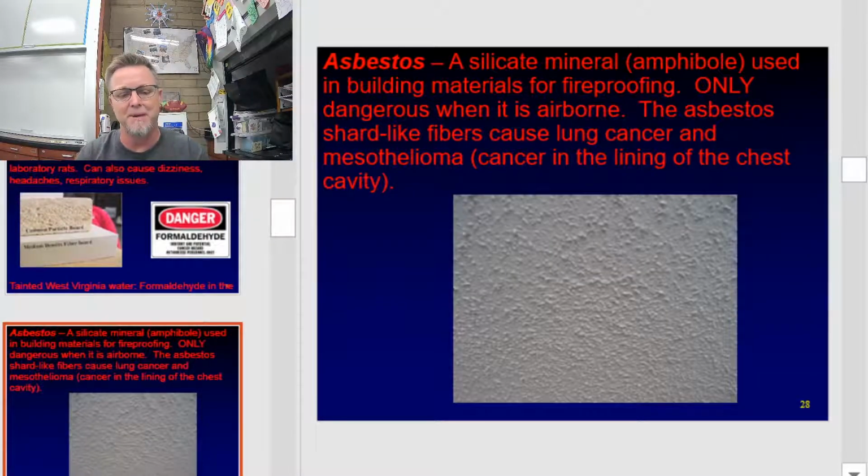Asbestos. Asbestos is a silicate mineral. If you looked at it under a microscope, it would blow your mind.